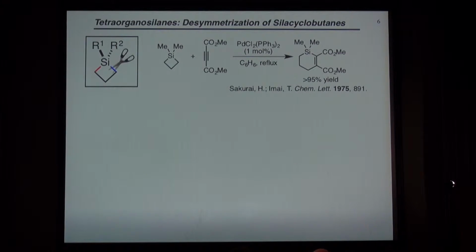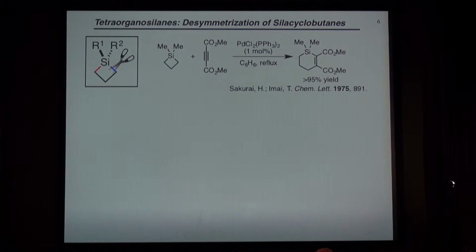Now, what we thought about utilizing as prochiral substrate is actually the tetraorganosilanes of this type shown here. The first type of compound that came to our mind is the silacyclobutane shown here. Selective cleavage of the carbon-silicon bond shown here would provide the silicon-stereogenic compounds in an enantioselective fashion. In 1975, Sakurai and Imai reported palladium-catalyzed formal insertion of internal alkynes to silacyclobutanes to give the corresponding achiral silacyclohexene in high yield.